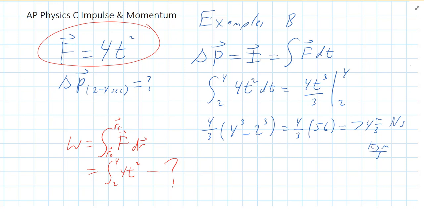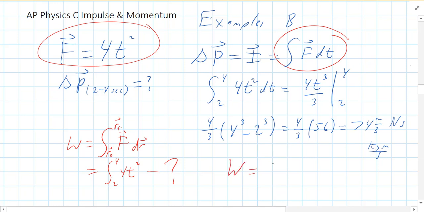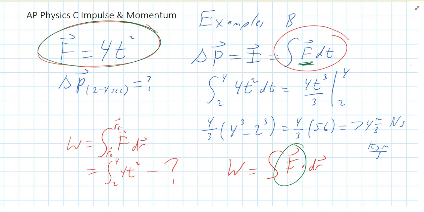So what I'm trying to get at is the following. If you're trying to find impulse, your equation is integral f dt. If you're trying to find work, your equation is f dot dr. In other words, if you're finding impulse, your force has to be some function of time, which is what I gave you in this problem. If you're trying to find work, your force has to be some function of position, of x or y or r or whatever. Please don't confuse the two.